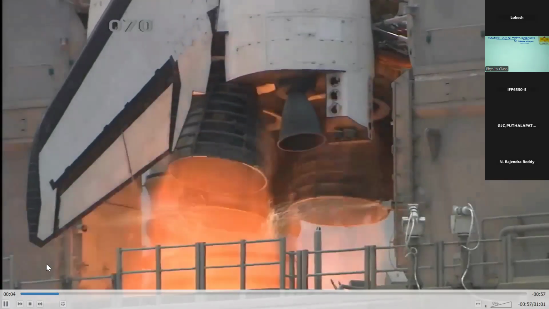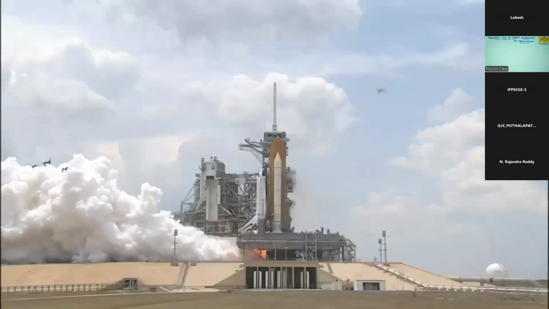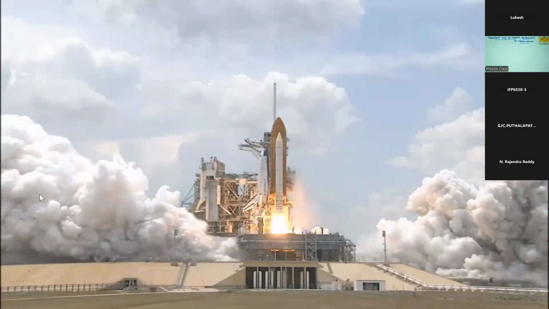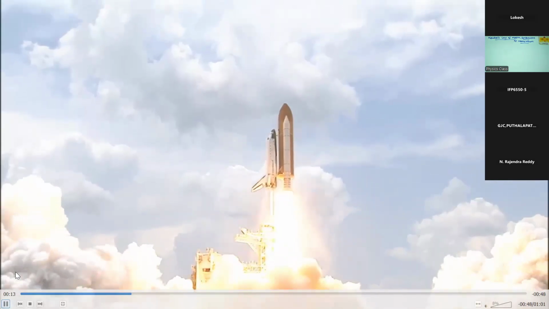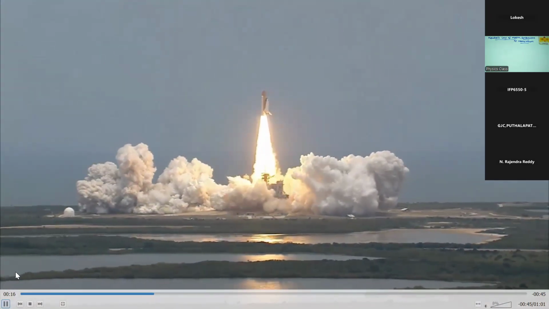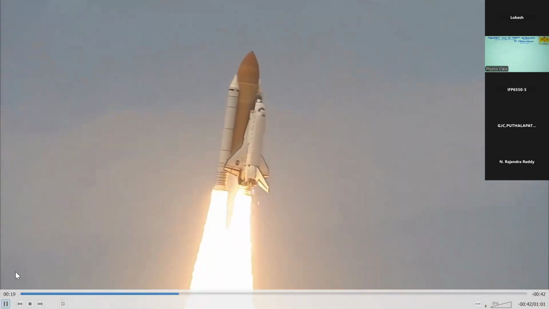Then, with a thunderous roar, it ignites its engines, blasting hot gas downwards with immense force. In reaction to that downward force, the rocket is propelled upwards. You can see that, the rocket is propelled upwards with an equal and opposite force. That is Newton's third law. Now you can see the speed of that rocket.